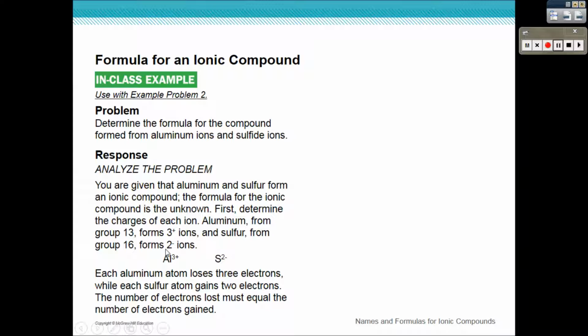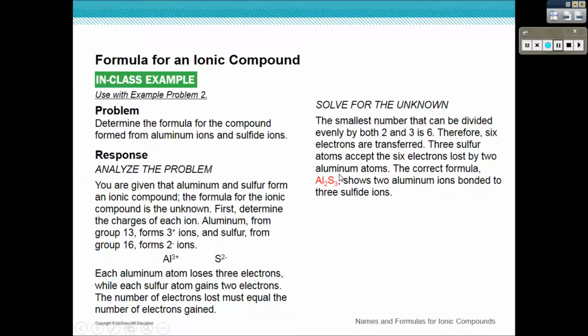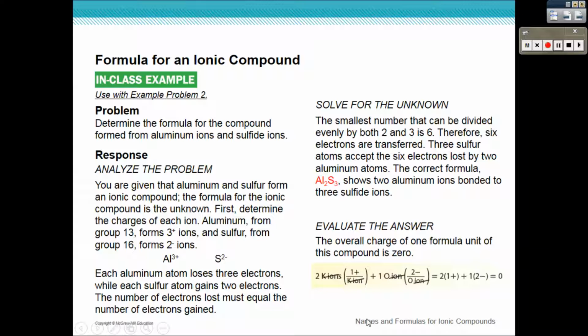So how can we get enough aluminums to cancel out with sulfur in the lowest amount of each? If you have 2 aluminums, 2 times a +3 gets you a +6. If you have 3 sulfurs, 3 times the -2 gets you a -6. And a +6 and -6 will cancel out.